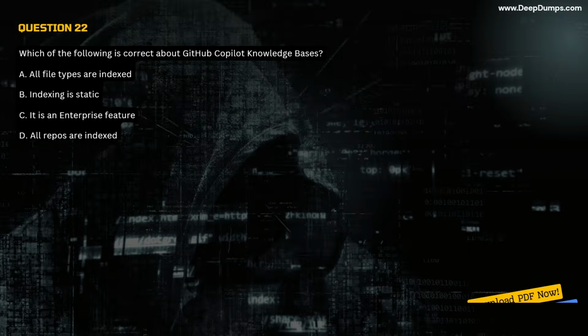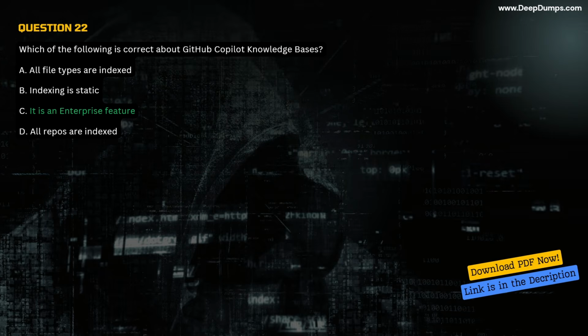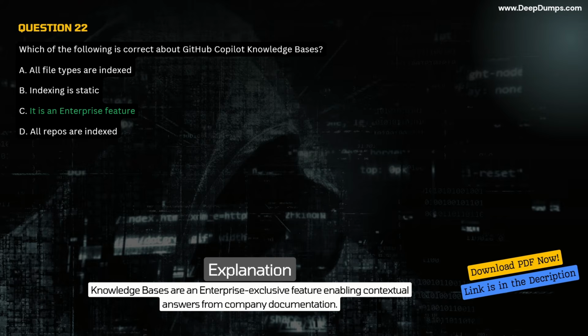Question 22. Which of the following is correct about GitHub Copilot knowledge bases? A. All file types are indexed. B. Indexing is static. C. It is an enterprise feature. D. All repos are indexed. Correct answer, C. It is an enterprise feature. Explanation. Knowledge bases are an enterprise-exclusive feature enabling contextual answers from company documentation.